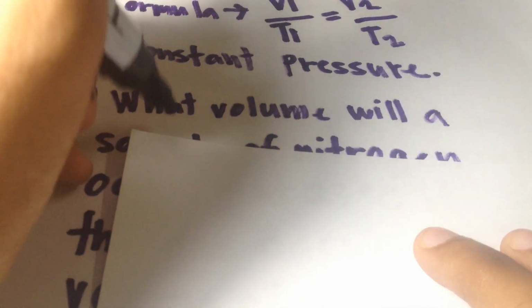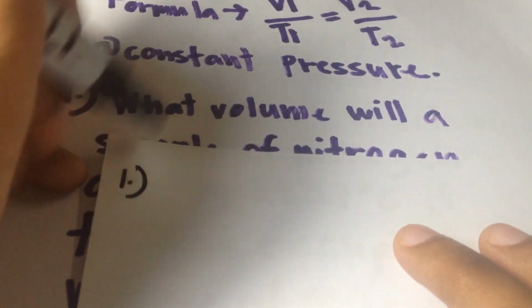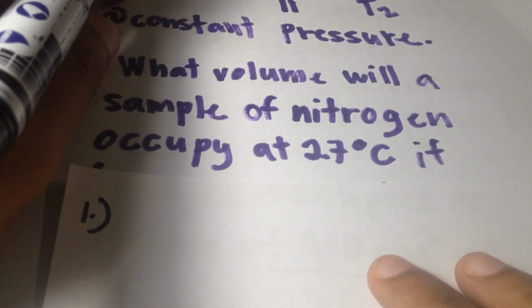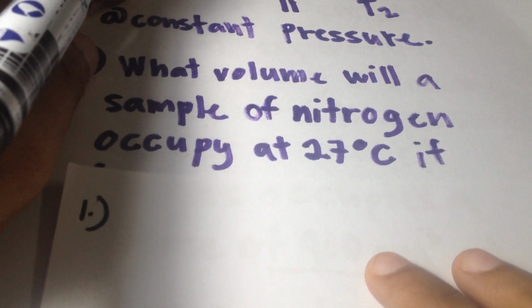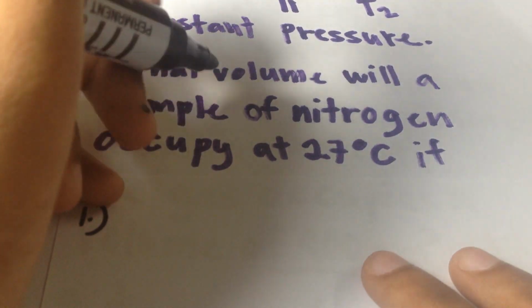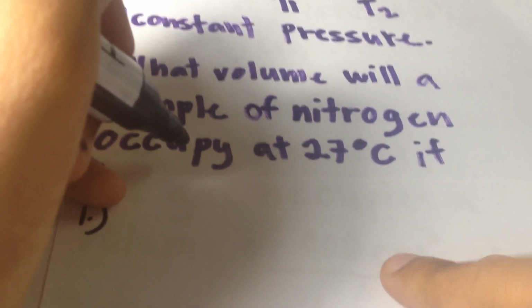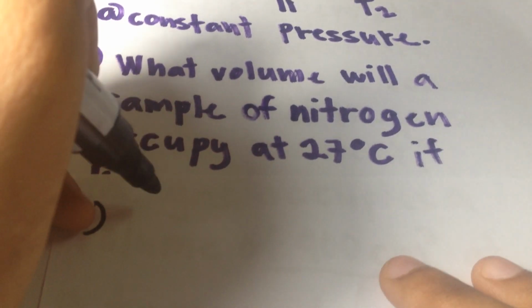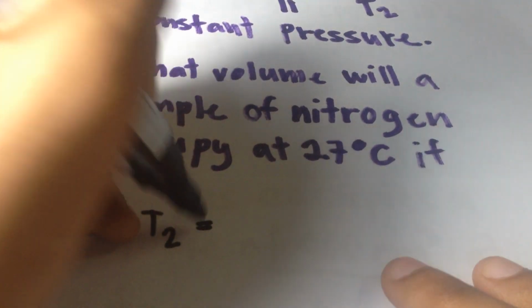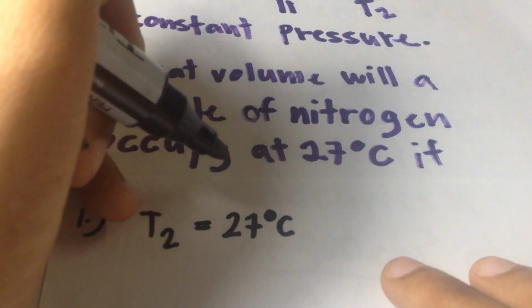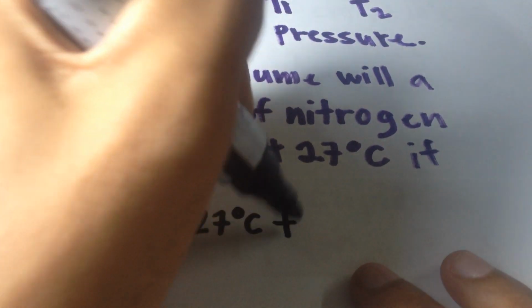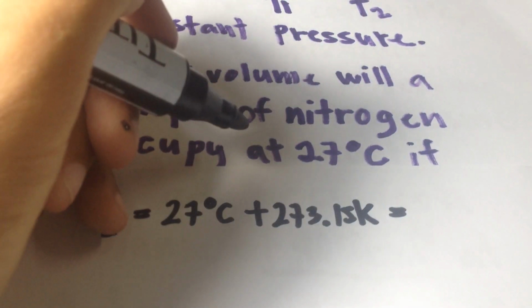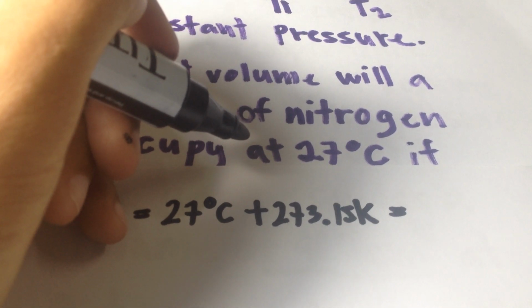Here, let's solve number 1. We have 27 degrees Celsius, so this is temperature 2. Temperature 2 equals 27 degrees Celsius. Convert it to Kelvin: plus 273.15 Kelvin, which is 27 plus 273.15, or 300.15 Kelvin.